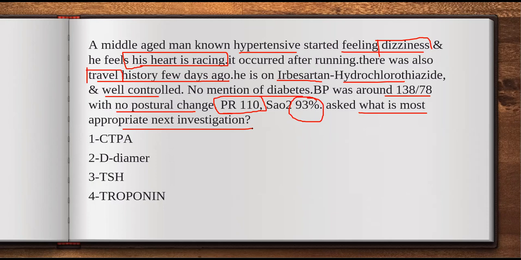Asked what is the most appropriate next investigation. What do you think in this patient you should first think about? A patient who is coming to you with palpitations and dizziness with a history of travel, what is the vital thing you should rule out?